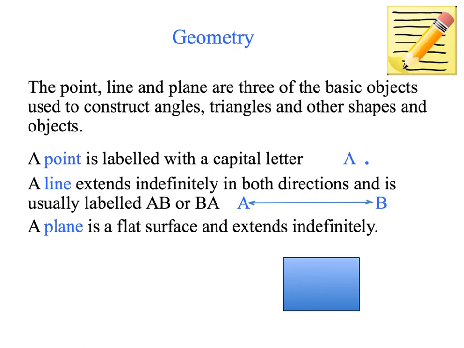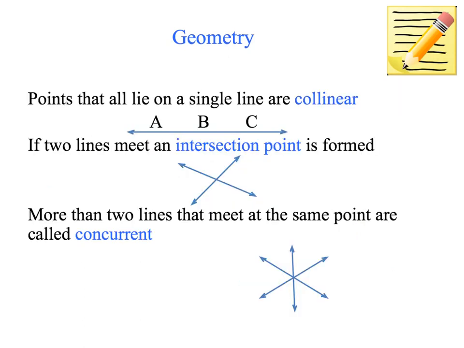A plane is a flat surface and it also extends indefinitely in each direction. There are other things that we need to understand, which is that there are points that lie on a single line, and they're called collinear. So we've got 3 points here: point A, point B and point C. They're collinear, so they all lie on a single line.